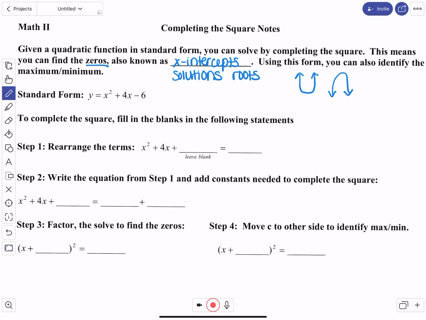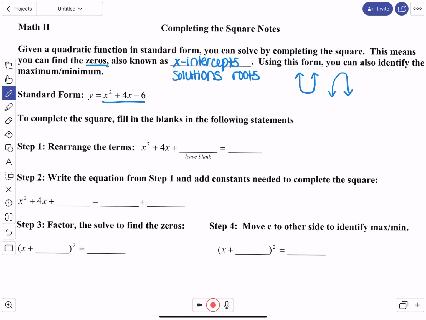So we just talked about standard form when we talked about the quadratic formula. Standard form means when everything's on one side. So let's talk about completing the square. Our first step is we want to rearrange, and we're going by this example here.